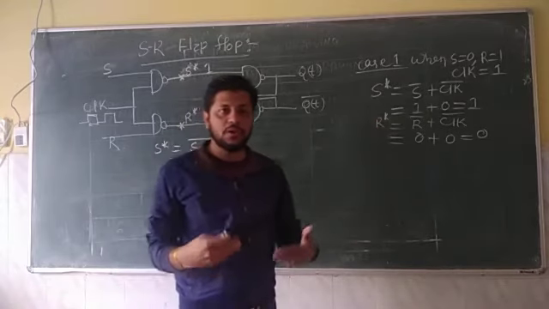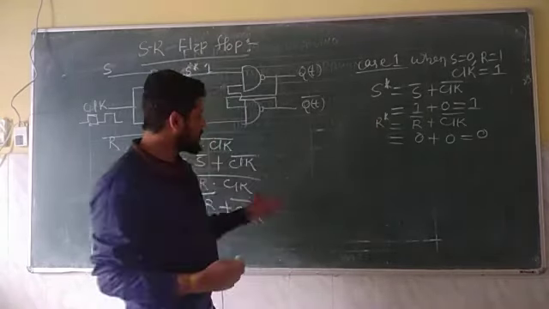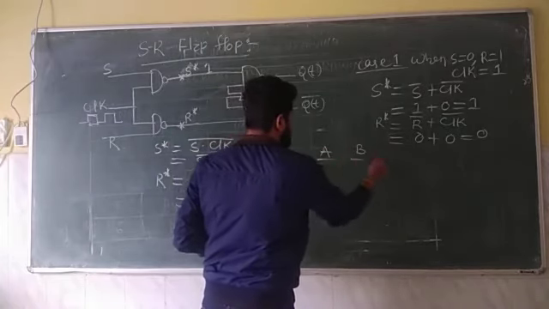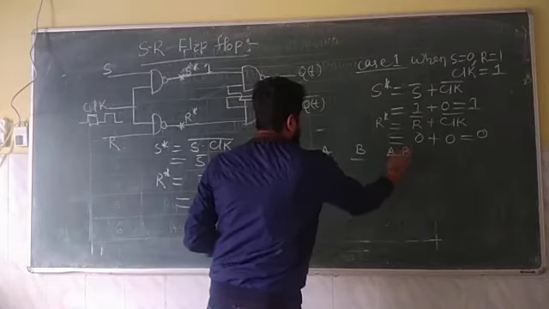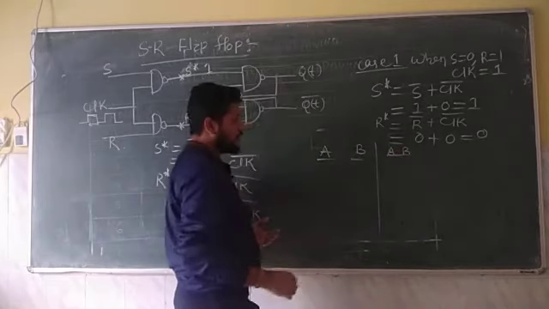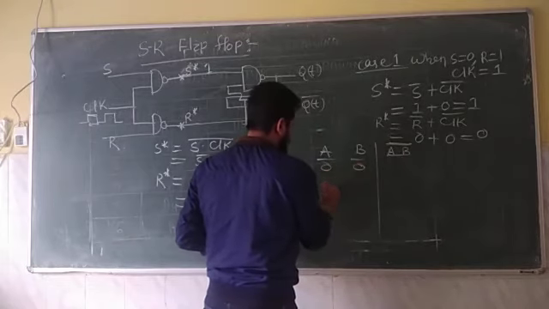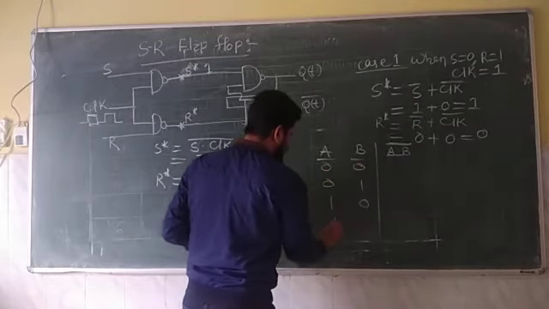From your NAND gate, what we have seen, I am drawing this NAND gate, logic gate, inputs A, B, output A dot B whole bar. The truth table is: 0, 0 gives 1; 0, 1 gives 1; 1, 0 gives 1; and 1, 1 gives 0.